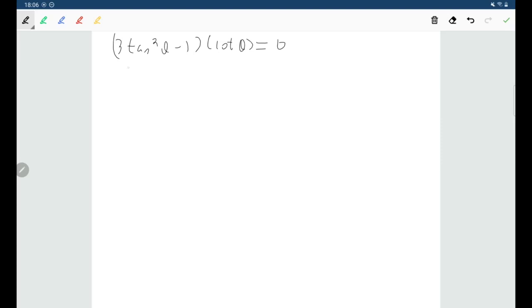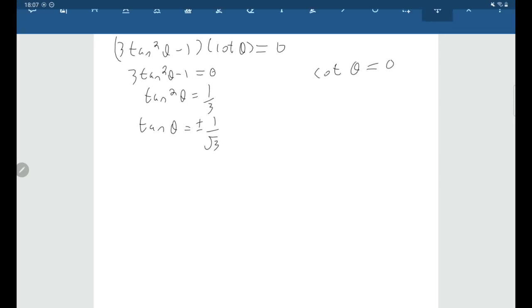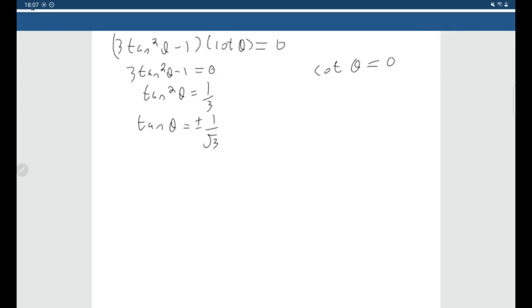One of them being that 3 tangent squared theta minus 1 is equal to 0, which we find out happens when tangent squared theta is a third, or that tangent, rather, is plus or minus the root of a third. The other track here that we'll be following will be where cotangent of theta is equal to 0. So we've got two little equations now to solve. One of them, where is tangent theta equal to plus or minus root of a third, and the other one, where is cotangent equal to 0.